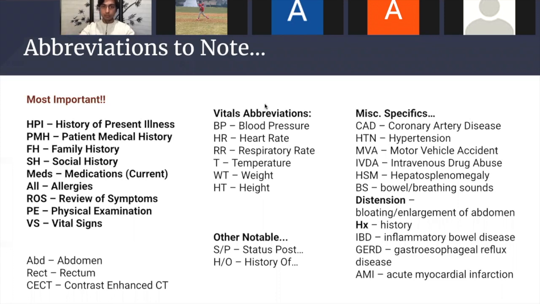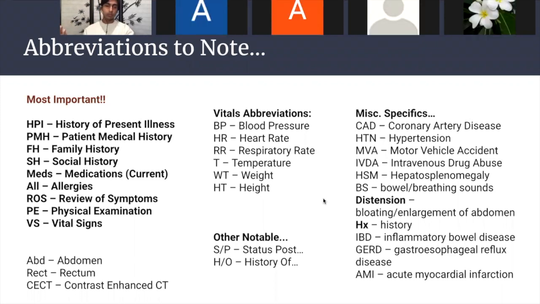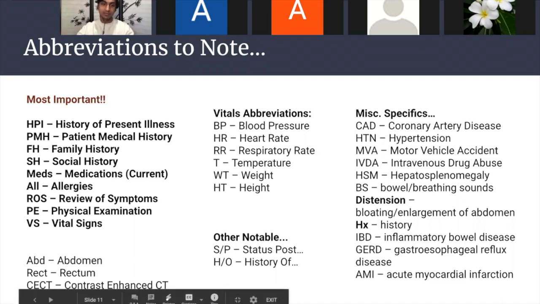Okay, and you can read some of the other ones, but I want everyone to look at distension, just because you'll see that in a couple of them, which is the bloating or the enlargement of the abdomen, often due to fluid buildup, just so you know what that word means. And then HX means history. They like to put X's at the end of things to make them short. Just a thing.